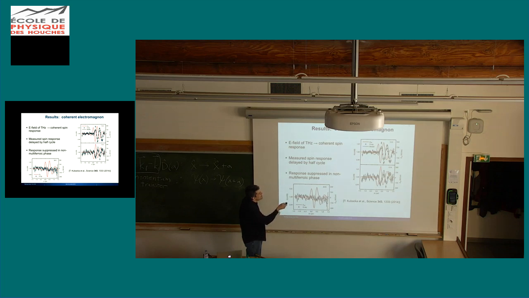So you can see the red is showing the terahertz electric field, and you see the response of the spin system comes with a bit of a delay. And then if you reverse, everything sort of reverses more or less. And then if you heat the system up, so it's not in this multiferroic phase where you don't have this electromagnon anymore, you don't really see much of anything. You maybe see a slight decrease, but you don't see any of this coherent response anymore.